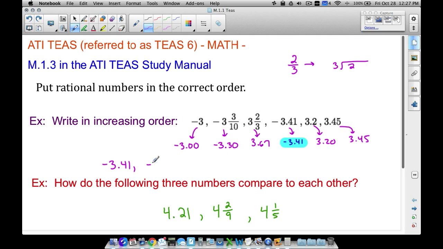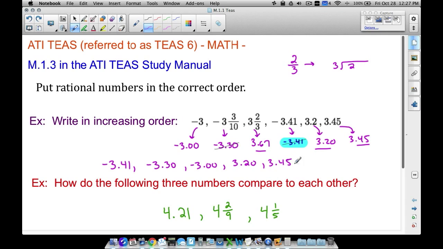Then the next one, going up a little bit, is negative $3.30. I'm going to cross these out as I do them. And then we go to negative $3. I know I did write these. Technically, we need to go back and refer to them as this because this is how you'll see your answers on the TEAS test. But nonetheless, I like to think about decimals. Then we're going from smallest to biggest. Now, when you're dealing with positive numbers, $3.20 is definitely the smaller of these three that we have left. So $3.20 is going to be our next one.